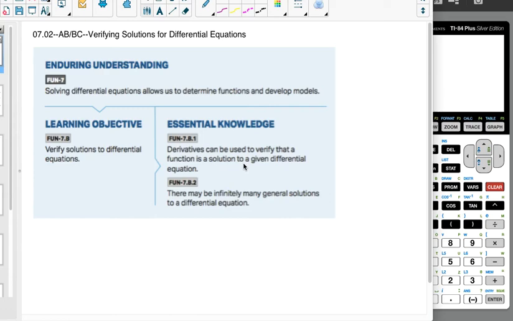All right, this is AP, AB, and BC Calculus. We're doing Unit 7, Section 2, which is verifying solutions for differential equations. All right, so let's go ahead and get started.